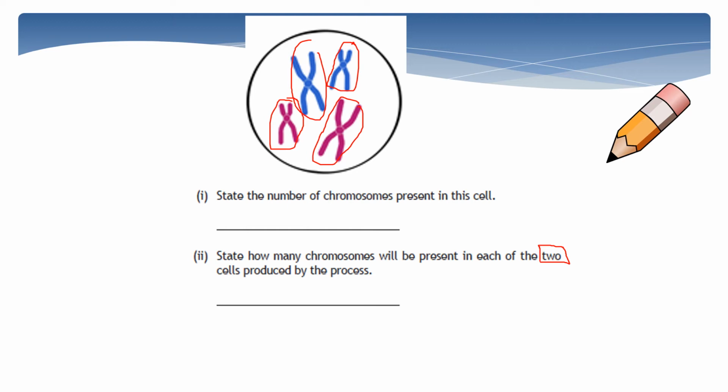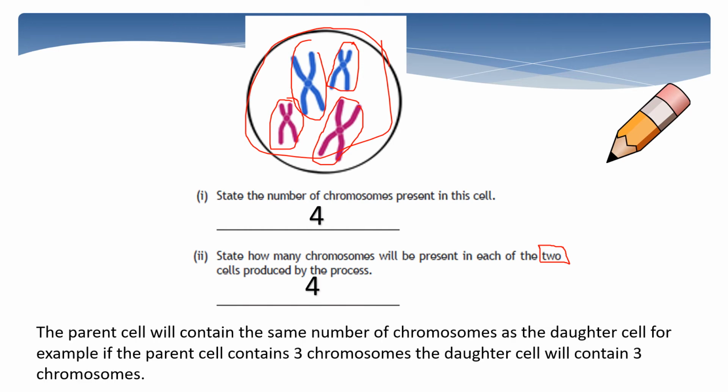So therefore, if this one has 4, then the 2 daughter cells will also have 4. So the answer would be 4 for the first one and 4 for the second one. A top tip is to note that the parent cell will always contain the same number of chromosomes as the daughter cell. For example, if the parent cell contains 3 chromosomes, the daughter cell will contain 3 chromosomes. If the parent cell contained 2 chromosomes, the daughter cell would contain 2 chromosomes.